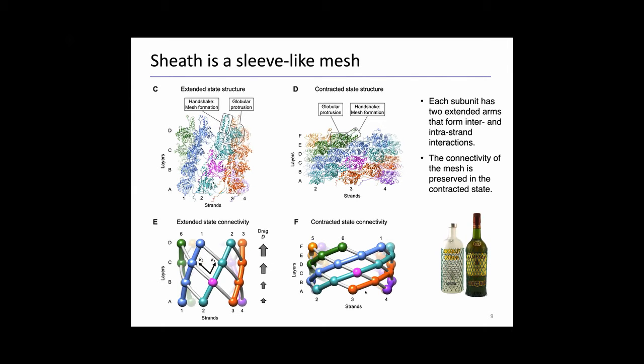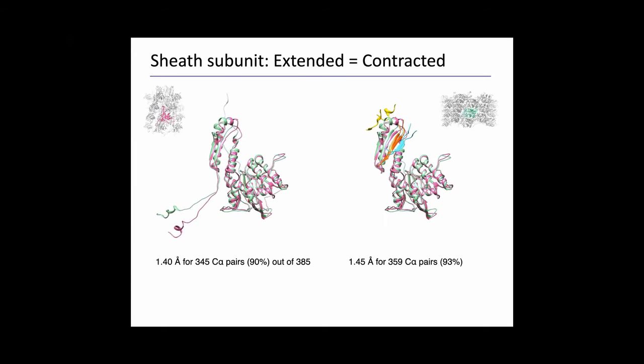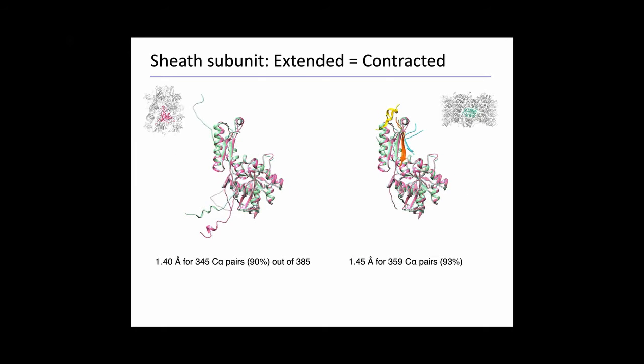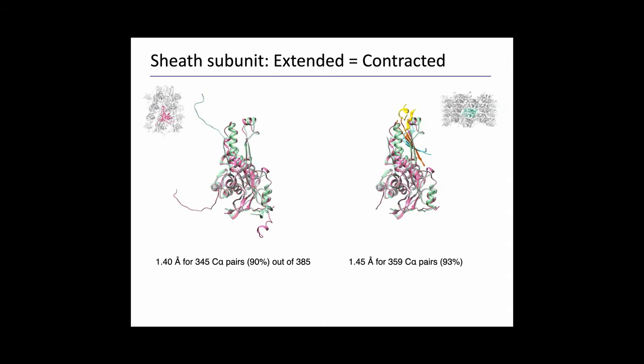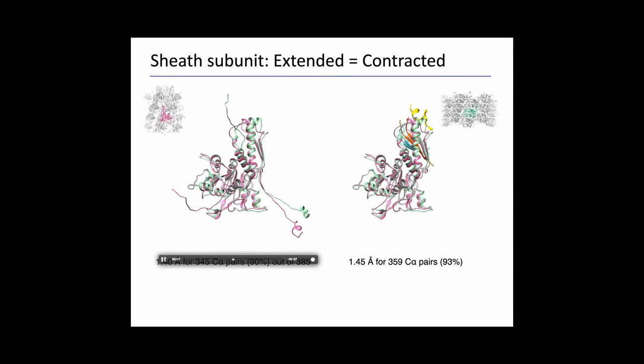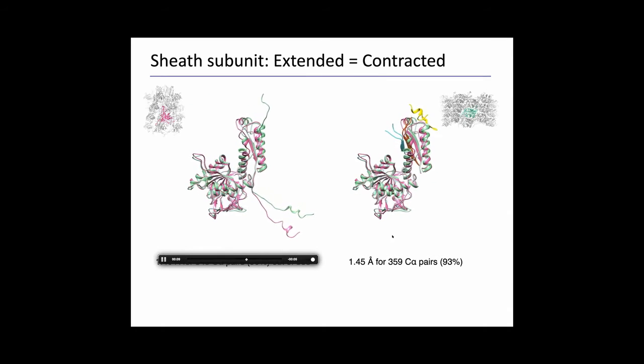But then again, I also have to tell you that this structure is universally conserved. All contractile tail-like structures do this. They have this connectivity, and they go from this state to this state, and the symmetry of these structures is very, very similar. Now, how much does the fold of the sheath protein actually change? Not much. So this is the expression of extended and contracted states.